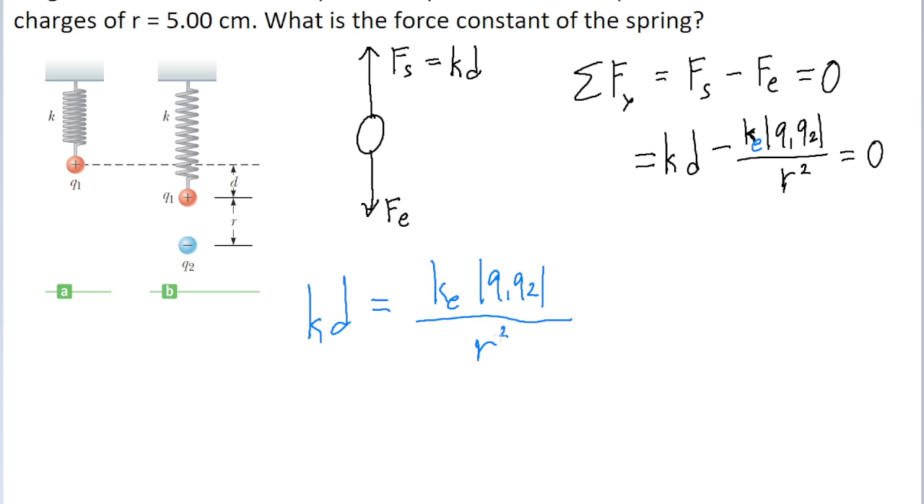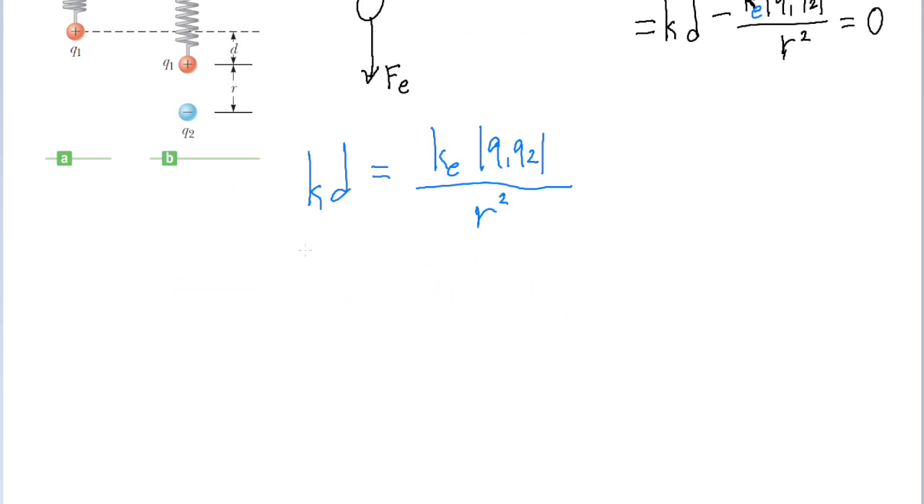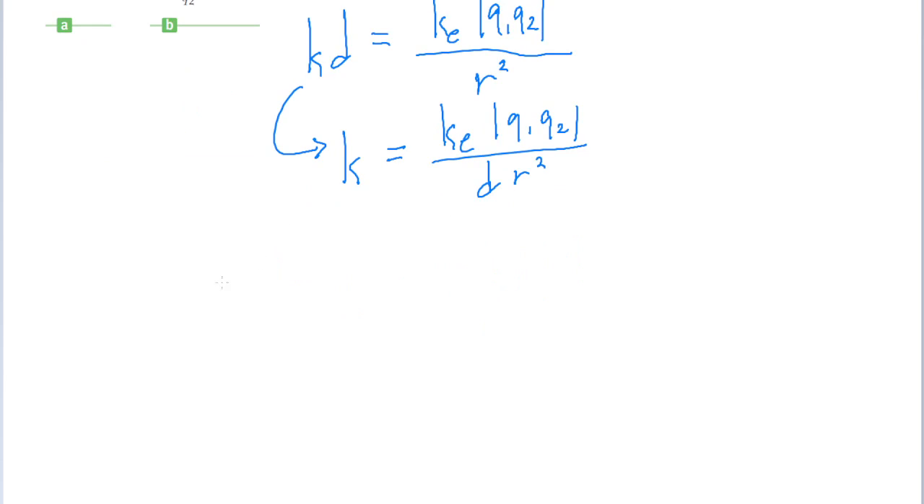divided by r squared. So we're now going to divide both sides of the equation by d to get k on its own. So k is equal to the Coulomb constant, multiplied by the product of the charges, divided by d, r squared. So all that's left for us to do in this problem to solve for k is to plug in our values into a calculator, based on the values that were given to us in the problem.